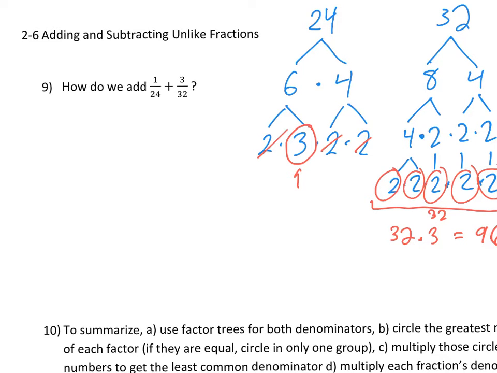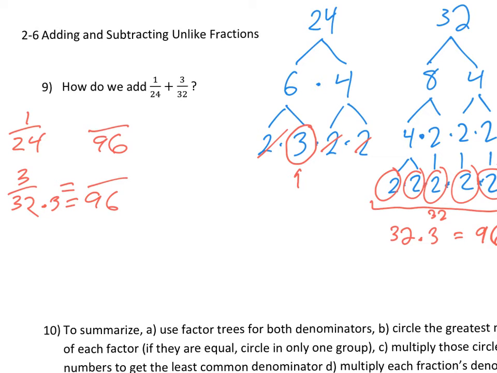All right, and now that we know the lowest common denominator, we are going to try to convert 1 over 24 and 3 over 32 so that they both have a common denominator of 96. Well, 32, we already know from what I just multiplied that 32 times 3 is 96. So this bottom one here, I'm going to multiply times 3.